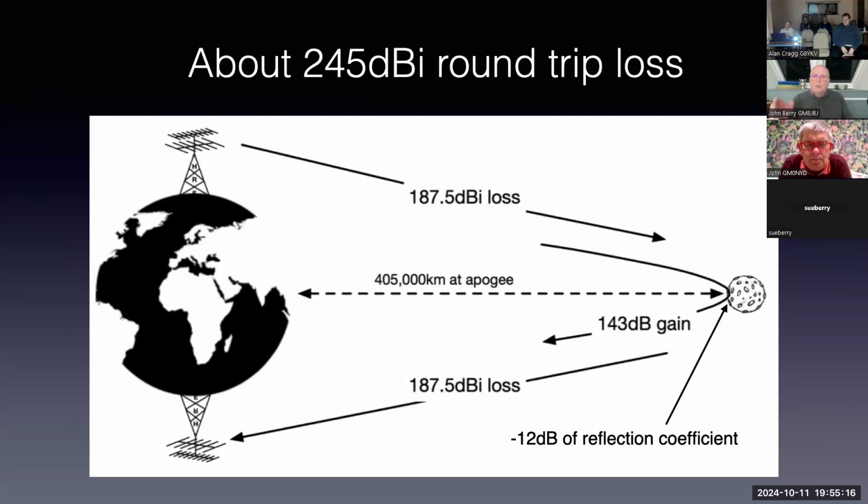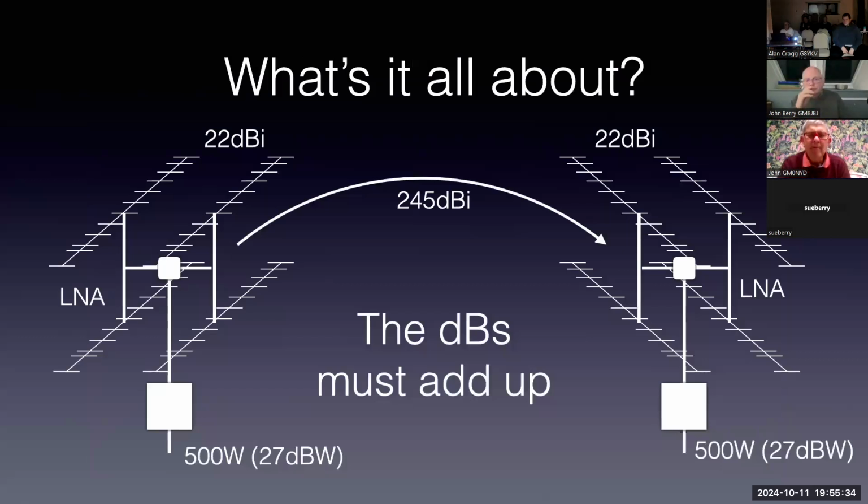But the moon is big, and it has an effective gain of 143 dB. Add them all together, you get a round trip loss of something like 245 to 250 dB. That is just workable. And we'll see with what it's just workable. Here we go.